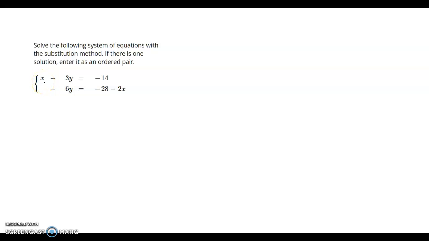variable on one side. So I'm looking, all of the variables have a coefficient or a number in front, except for this x. And so I'm going to go ahead and solve for this x. I'm just going to add the 3y to both sides. And so that will give us x equals, I'll make it 3y first, minus 14. So you can rearrange as long as you keep the signs in front of each term the same. So positive 3y minus 14.